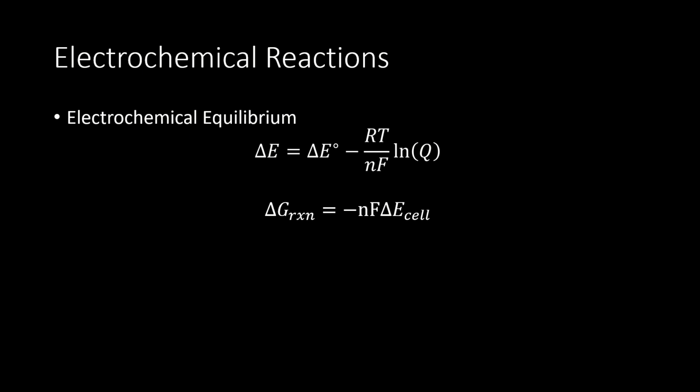And now, just as a little pre-introduction, we'll have a video on electrochemistry separately, but there is such a thing as electrochemical equilibrium, where the change in voltage potential, or delta E, equals the change in voltage potential under standard conditions, delta E naught, minus the quantity RT over NF, the gas constant times the temperature, divided by the number of moles of electrons times Faraday's constant, all that multiplied by the natural log of a reaction quotient.